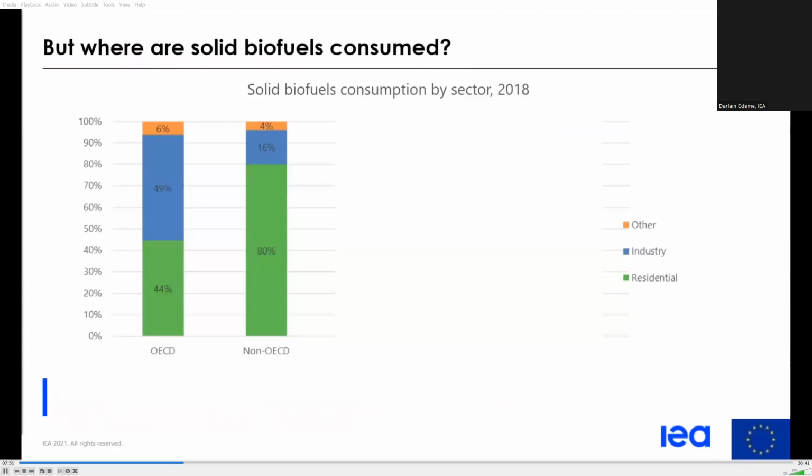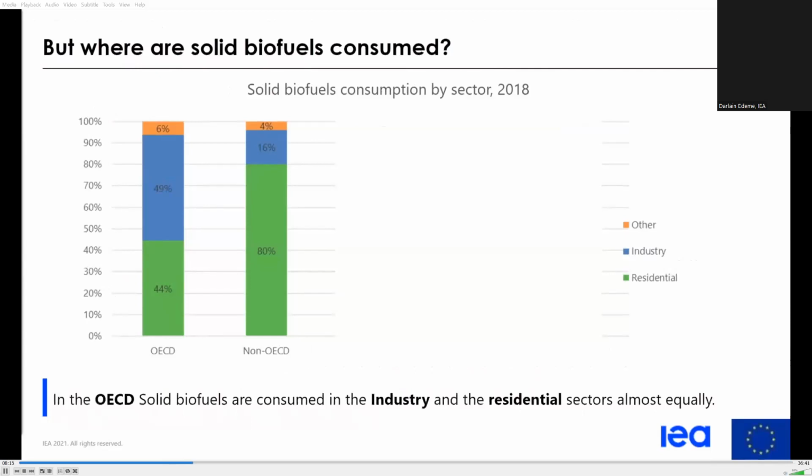But where are solid biofuels consumed? In which sectors? In OECD countries, less than half is used in the residential sector, mostly for heating purposes, and a big part is also used in industry for raising heat in industrial processes. However, in non-OECD countries, a big chunk is used in the residential sector.